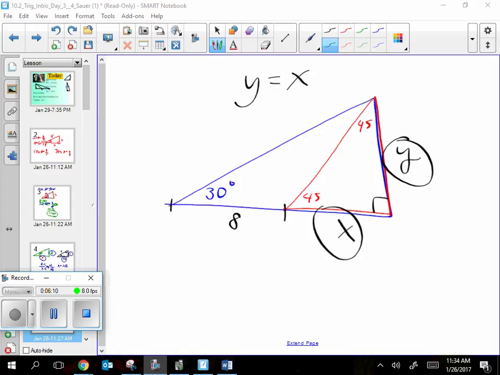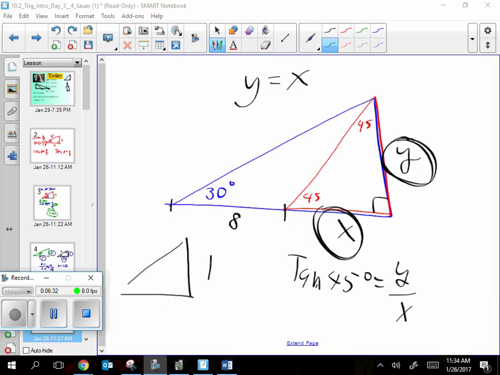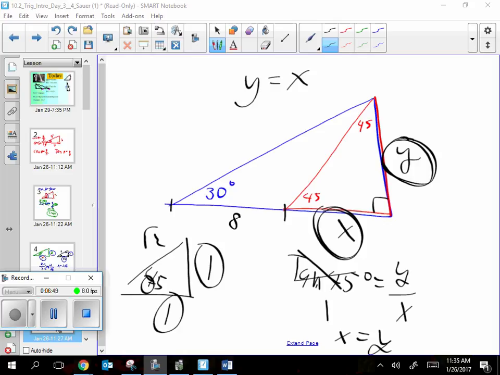Otherwise, you could say sine of 45 is equal to, well, that's going to give me the hypotenuse, so I really don't want that. Tangent of 45, that's a good one. Tangent of 45 would be y over x. But tangent of 45, when you use your calculator, turns out to be equal to 1. Or, if you just want to look at your 45, 45, 90 triangle, what is the tangent of 45? That's a 45, right? Tangent is opposite over adjacent, so it's 1. So that's just 1 equals y over x. Multiply both sides by x. X equals y. However you get it, x equals y is a big deal.